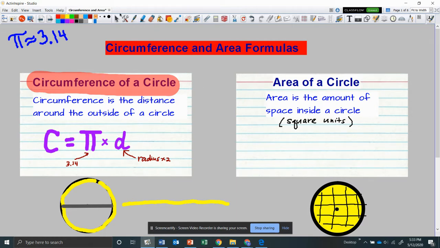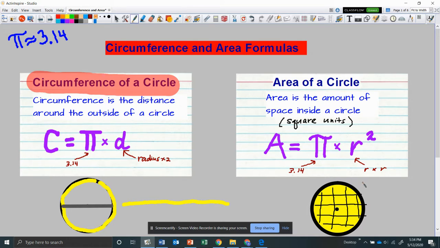Okay, now we're going to write the formula. The formula is going to be area equals pi times the radius raised to the second power. Now instead of pi, we're going to put in 3.14. So right there, you're going to put in 3.14. And what does this mean, radius to the second power? This just means radius times radius, not radius times 2.